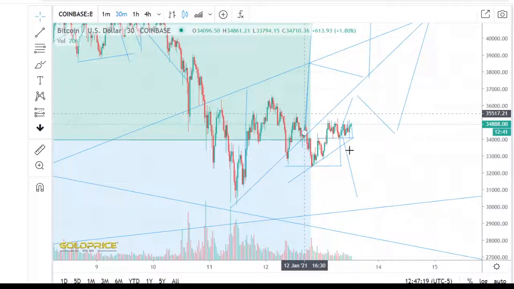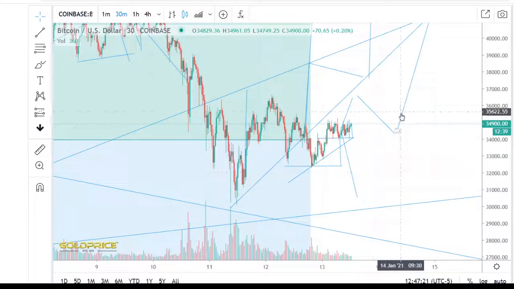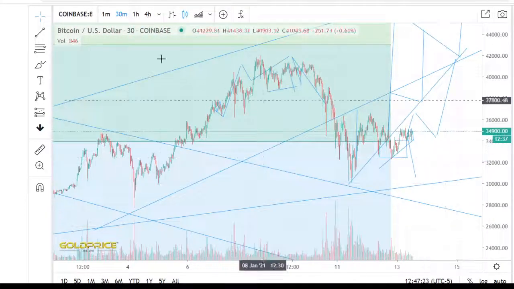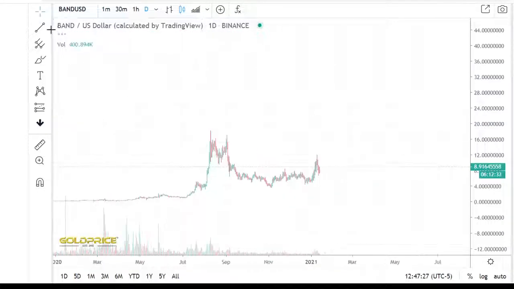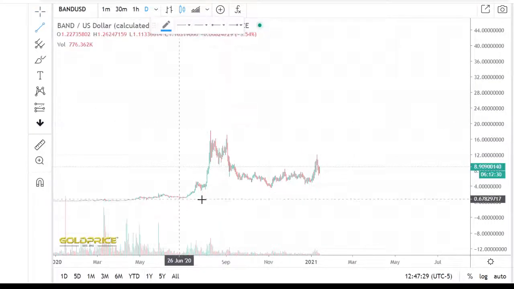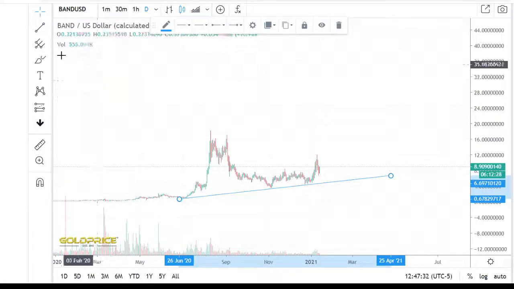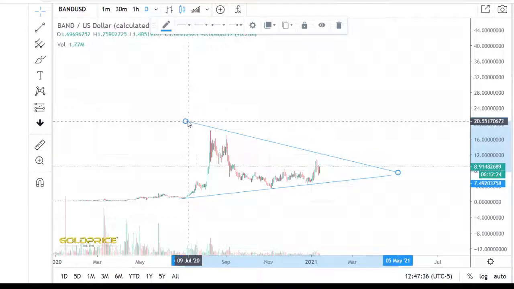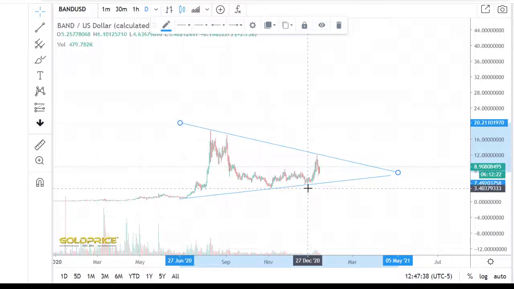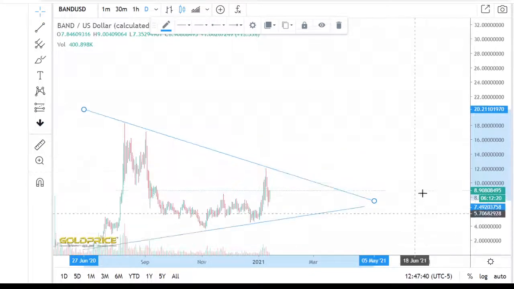Yeah, it makes sense that we stay at this area and then go to the top side. So I want to analyze this one. If I begin to analyze Bitcoin, then we have no time. I think we will see something like that here. You see, we have a triangle here.